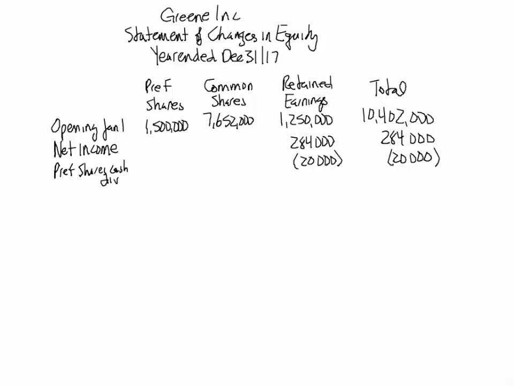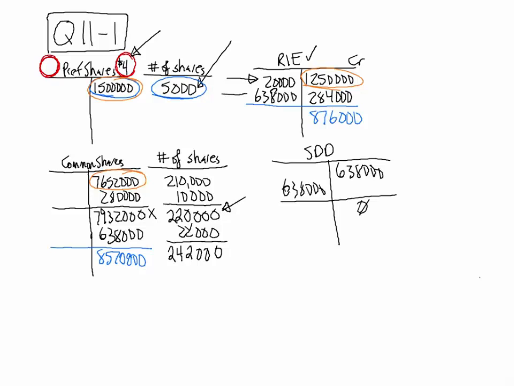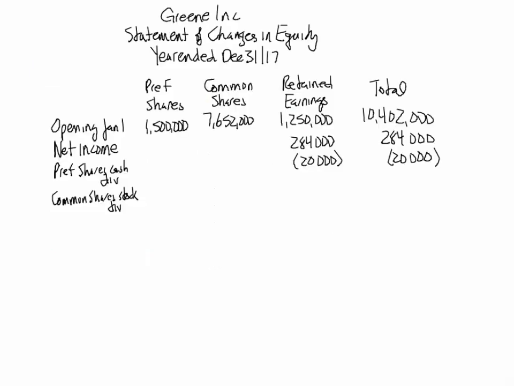Okay, I had a common share stock dividend. Where did it go? Well, wait one second. It went in two places, right? It went right here for the retained earnings, but it also went right here for the common shares. So it increased the common shares and it decreased the retained earnings by 638,000. And remember, I said, what's the impact? The total net impact is 0.